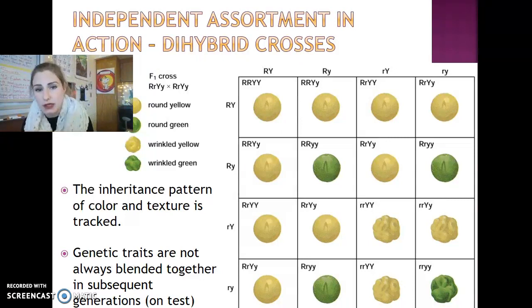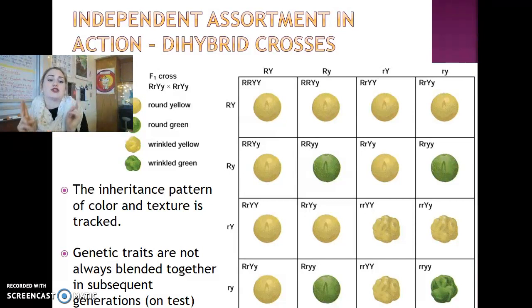So the way that we do this, we mix together the two separate genes. So the inheritance pattern is color and texture that we are tracking. Two separate genes. Color is one, the two alleles being green and yellow. Texture is the other, being wrinkled or round.